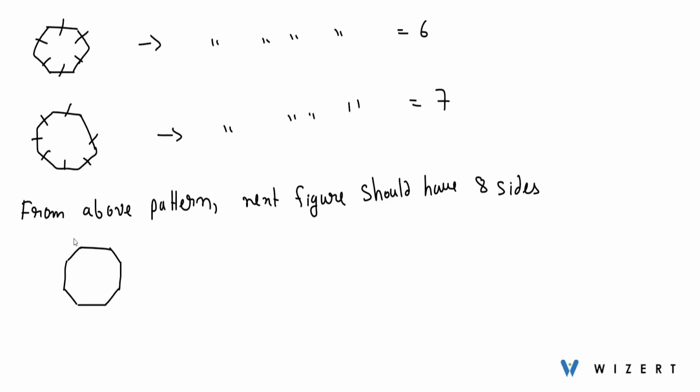8. So let's name the vertices as A, B, C, D, E, F, G and H. Now if you want to cross verify, then you can count that side number 1, 2, 3, 4, 5, 6, 7 and 8. So this is our required figure. Now let's remove the markings. So this will be our required final answer.